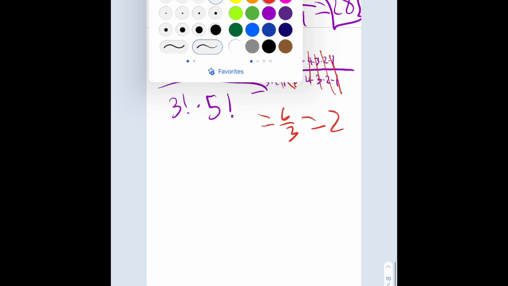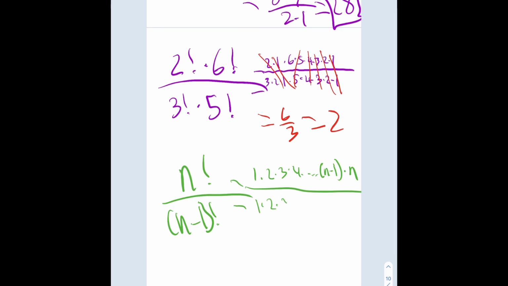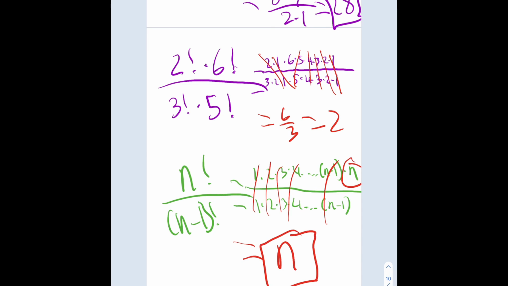All right, let's just do one more for good measure. This one's a little bit different in form: n factorial over n minus 1 factorial. Whatever it is, 1 times 2 times 3 times 4 and so on, eventually I'm going to get to the second to last term, and then the last term. On the bottom, I'm going to do the same exact thing, but I'm just going to eventually get to the second to last term. So when I go through and cancel, cancel, cancel, all I'm left with is n.